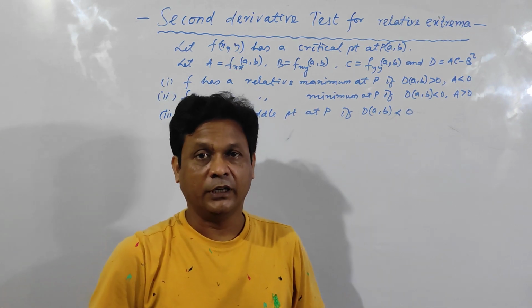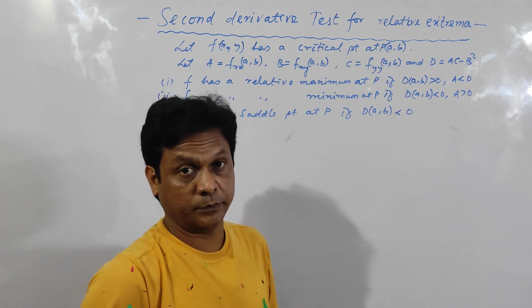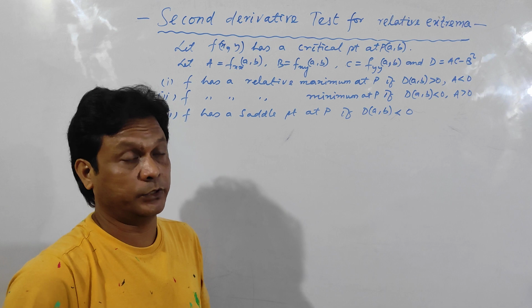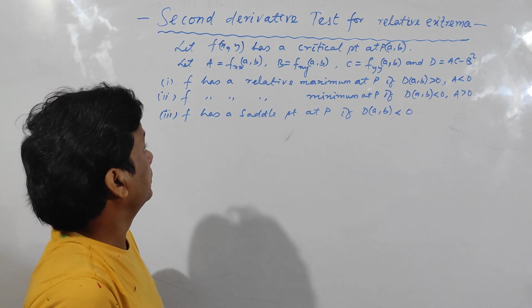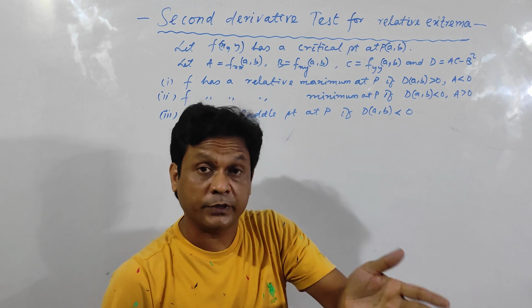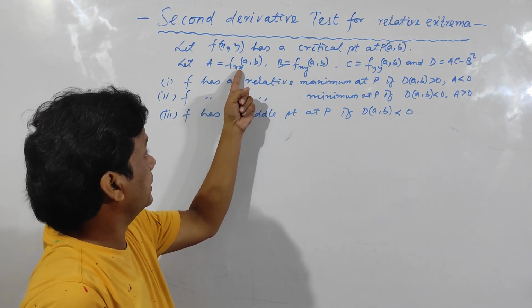Hello everybody, and today I will teach you about the second derivative test for relative extrema. That means the same process as in your plus 2. Here, f has a critical point at (a, b). (a, b) is a critical point of the function f of x, y. Clear? And A is equal to fxx at (a, b).